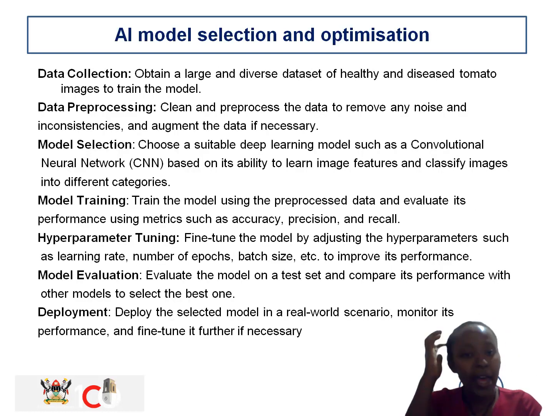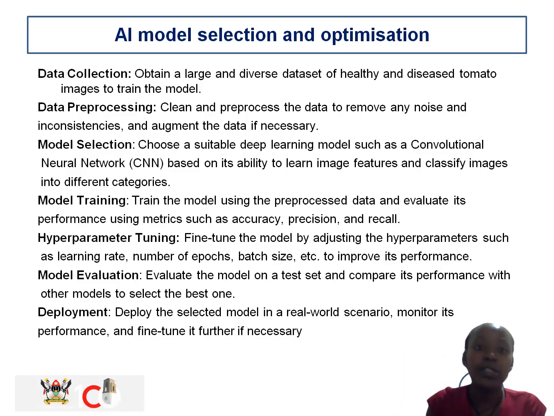Then talking about the AI model selection and optimization, like what makes you select this model? The data collection. Obtain a large and diverse data set of healthy and diseased tomato images to train the model. Like, don't limit your data, collect enough to have a wider view. Data preprocessing, as I expressed above.